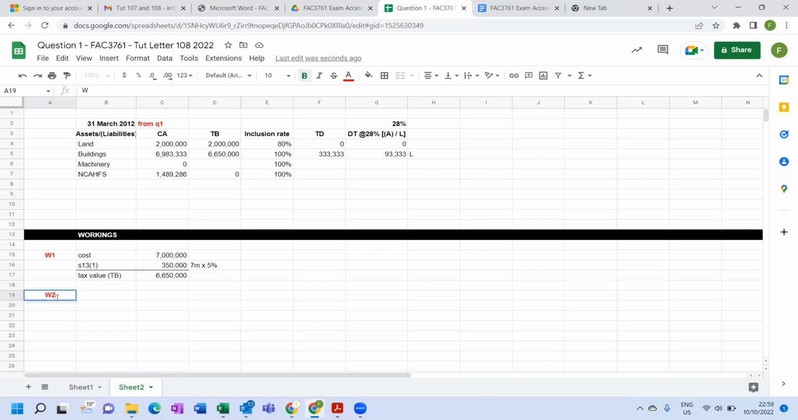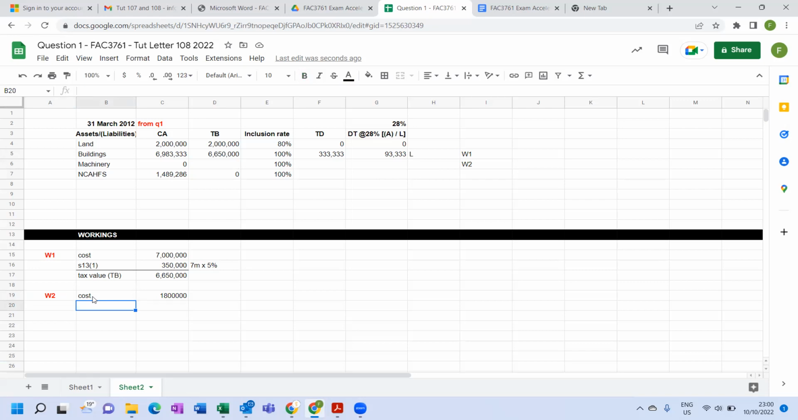Okay, so I'm going to have working 2. This here is working 1, and this here will be working 2. So from SARS's perspective, the machine cost is 1.8123. Now I must work out the allowance.